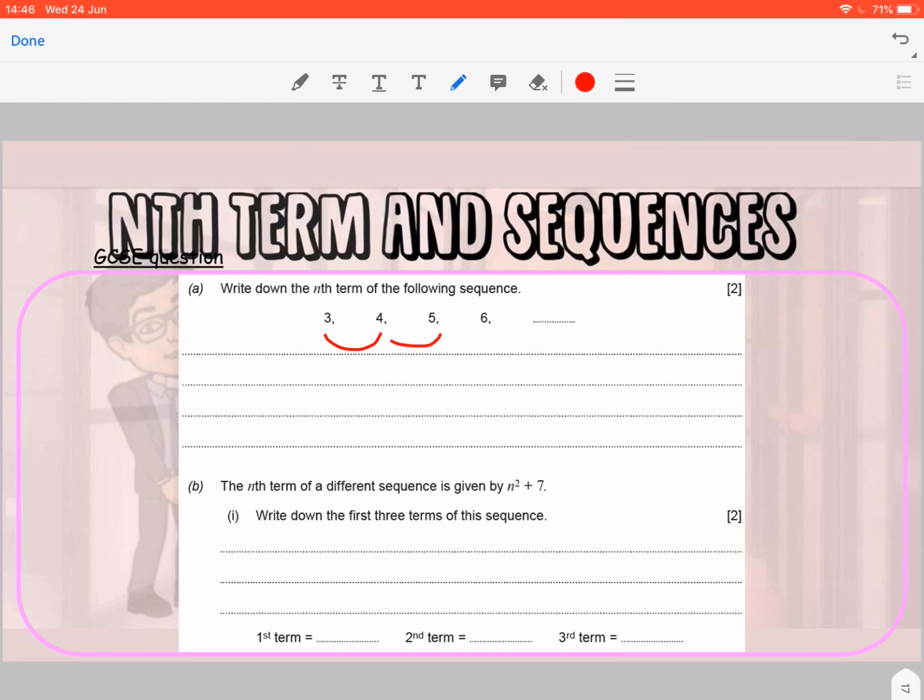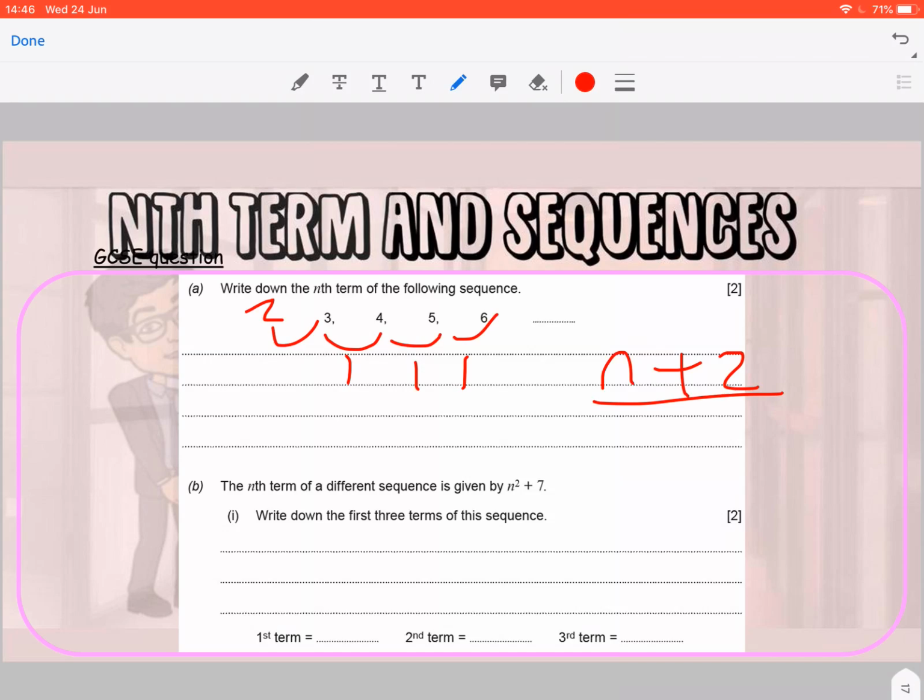Right then, so write down the nth term of the following sequence. Okay, it's going up in 1s. So it's going to be 1n or just n. Then whatever comes before the first number goes on the end. Positive 2 comes on the end, so it's going to be n plus 2. That's the nth term of the sequence. Really easy. Down the bottom, the nth term of a different sequence is given by n squared plus 7.